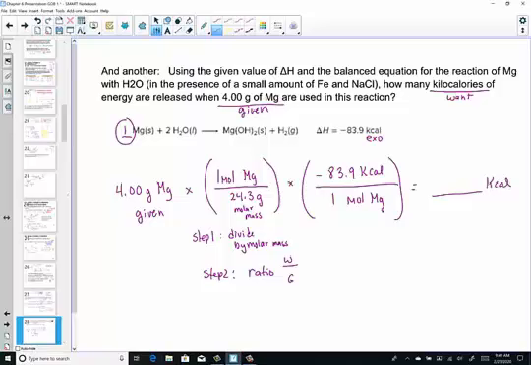So we have 4 divided by 24.3 times negative 83.9. My screen reads negative 13.81. I'm going to use my 3 sig fig rule, so negative 13.8 kilocalories of energy. How'd you do?